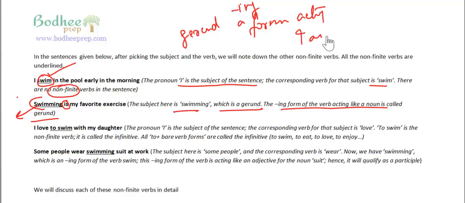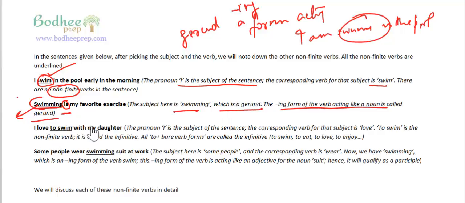So here you might say, I am swimming, right? I am swimming in the pool, correct? So in this case, this swimming is different from the swimming here. This swimming is basically the subject of a sentence, and it has a verb. Swimming is my favorite exercise. Fishing is my favorite pastime. You can have it this way as well.